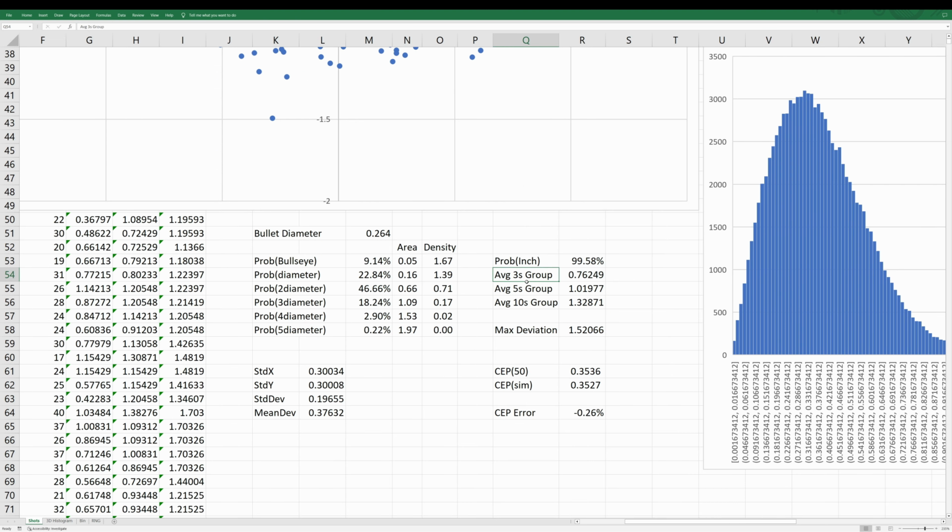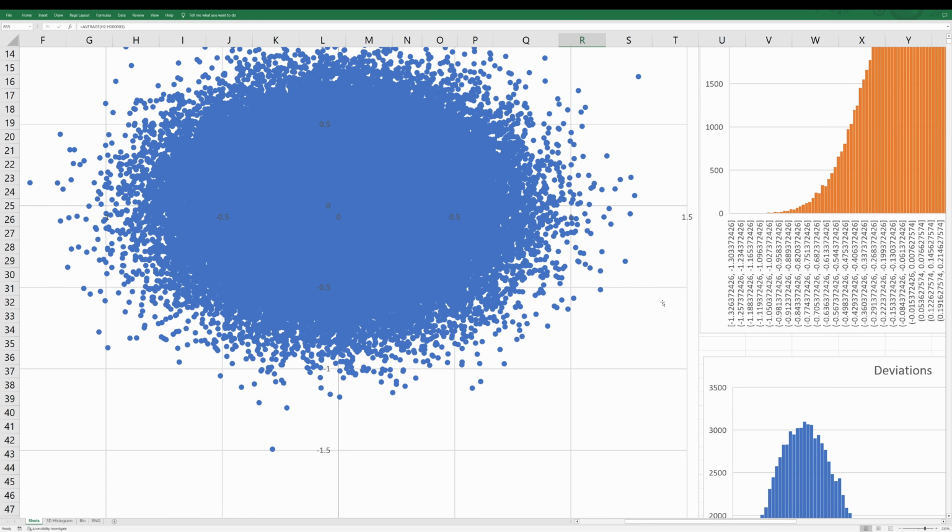The average 3-shot group out of my 100,000 shot simulation is 0.76 inches. The average 5-shot group is right at 1 inch, and that's basically what I used to pick the numbers. I wanted a rifle that would, on average, group about 1 inch for 5 shots, or what most people would call a 1 MOA rifle. So this plot is a 1 MOA rifle shooting at a target 100,000 times.